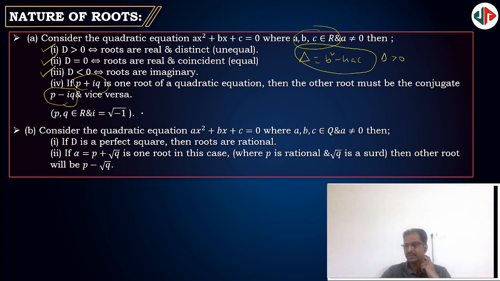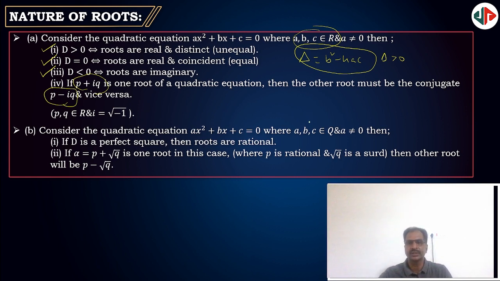So remember, nature of the roots of quadratic equation depends upon the discriminant. First case is if a, b, c are real numbers, and if delta is greater than 0, roots are real and distinct. If delta is equal to 0, roots are real and equal. If delta is less than 0, roots are imaginary. And how will those imaginary roots be? If one root is p plus iq, the other root will be conjugate of it, p minus iq.